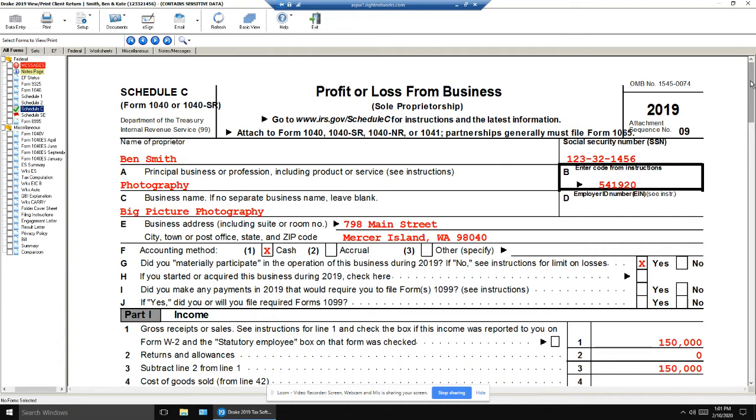This is the heart of what I want you guys to look at. The 1040 is good to double check those few things, but realistically, this is the complexity for you photographers who are sole proprietorships. Schedule C.